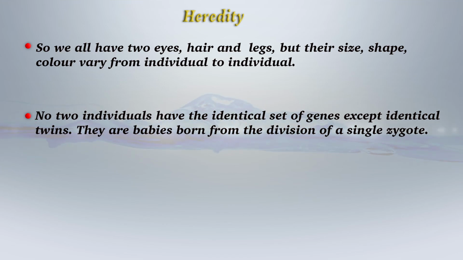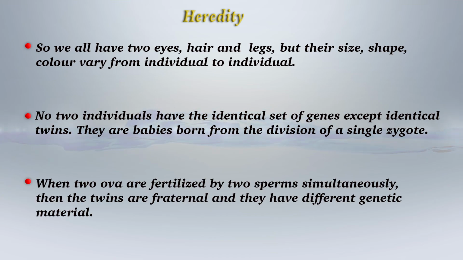As we know, identical twins are born by the division of a single zygote. So, it is a single ovum which has been fertilized and becomes the zygote. When that splits into 2, you have 2 identical twins. But when 2 ova are fertilized by 2 different sperms, then there are 2 different eggs. So, those children are also twins, but they are fraternal twins. Their genetic makeup is entirely different. So, apart from identical twins, no one else shares the same genetic makeup.